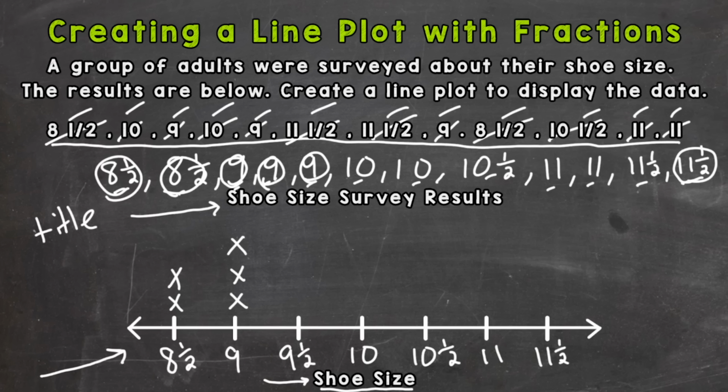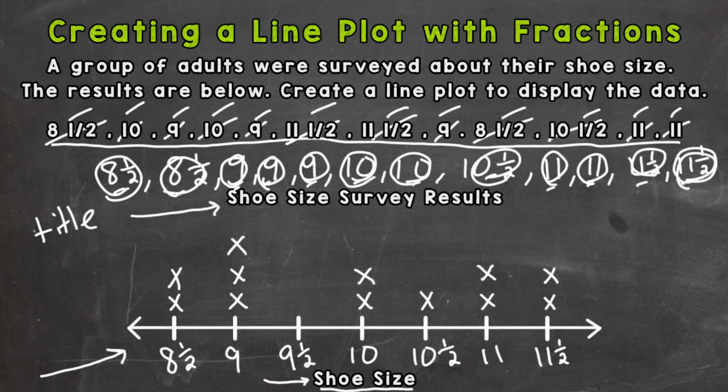Next, 9.5, which we don't have any. Then we have 2 10s. 1, 2. 10.5, we have 1 here. 11, 1, 2. And 11.5, 1, 2. And there is our line plot. And we have 12 X's down there to represent the 12 pieces of our survey and our data.